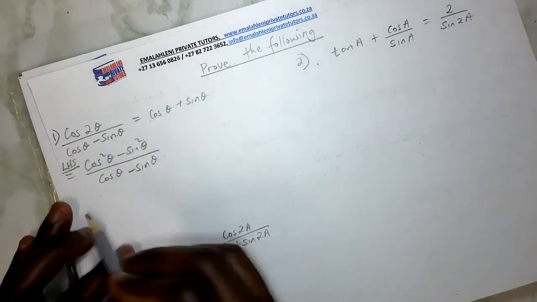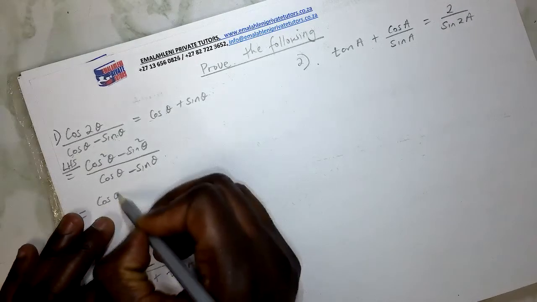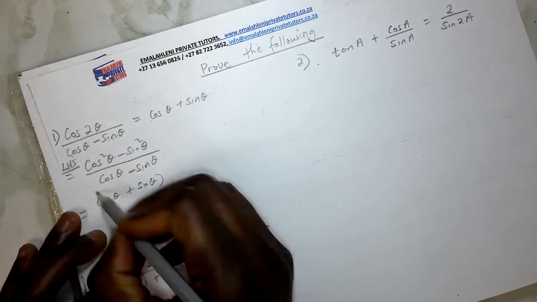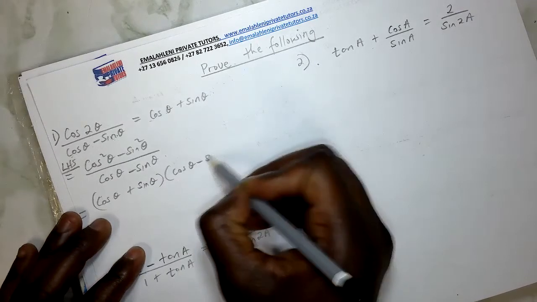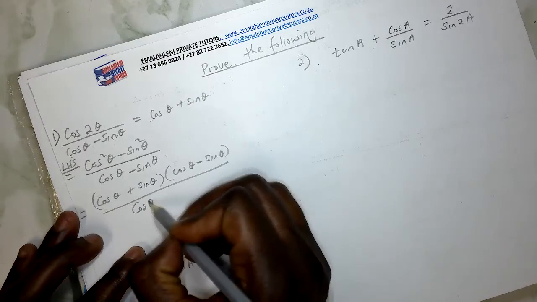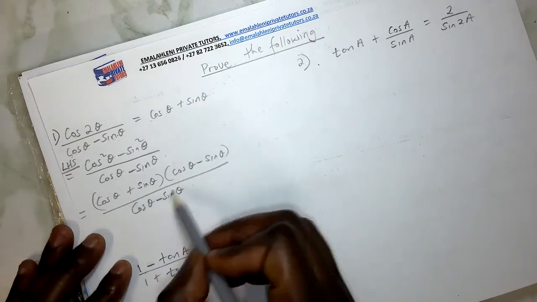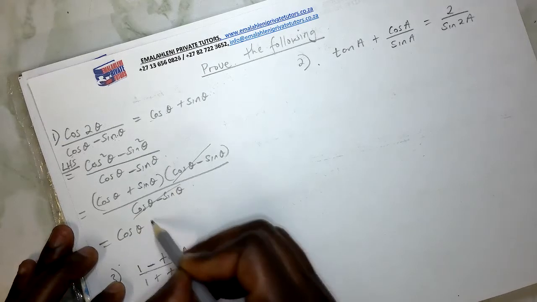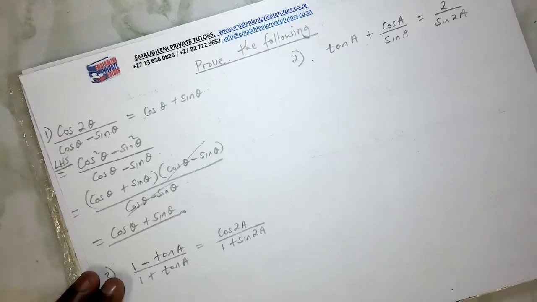But now what is the difference of two squares? Guys, remember: cos theta plus sine theta in brackets, times cos theta minus sine theta, over cos theta minus sine theta. Then this one here will cancel with what we have here. Then we are left with cos theta plus sine theta. This is the answer that we are looking for.